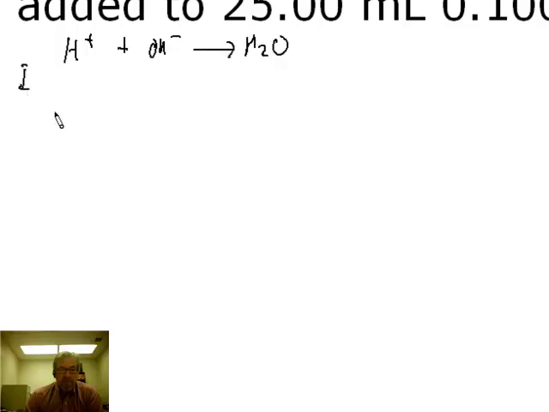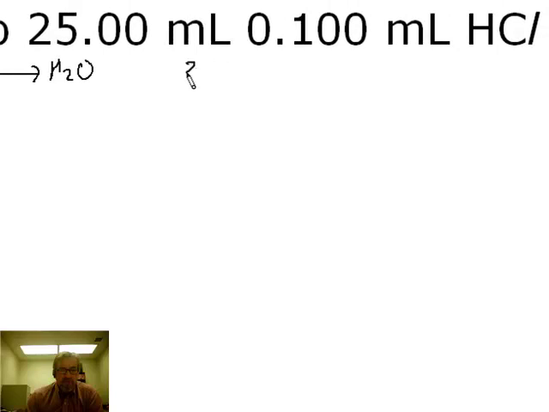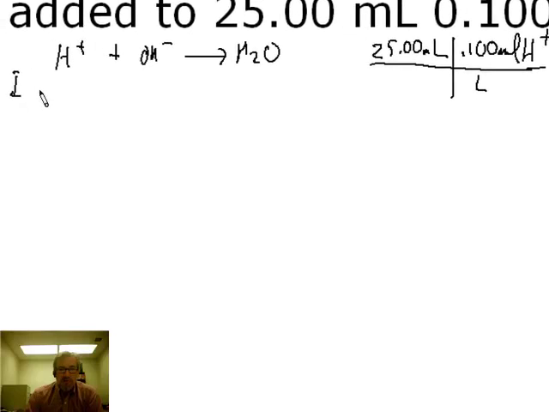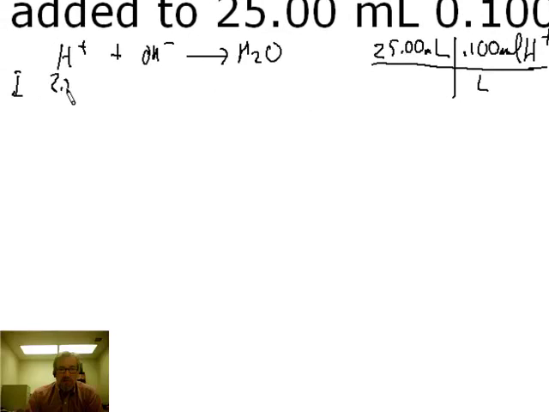Initially, we had in the flask 25 milliliters of a 0.1 molar HCl solution. So let's figure out how many moles are there. We'll take our volume, 25 milliliters, and we're going to multiply this by the molar concentration, which was 0.100 moles of HCl, and therefore 0.100 moles of H+ per liter. If you multiply these two together, you find out that there are 2.50 millimoles of H+ initially present. So we'll put this in our chart. 2.50 millimoles.